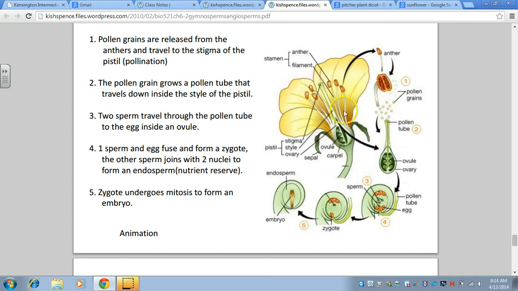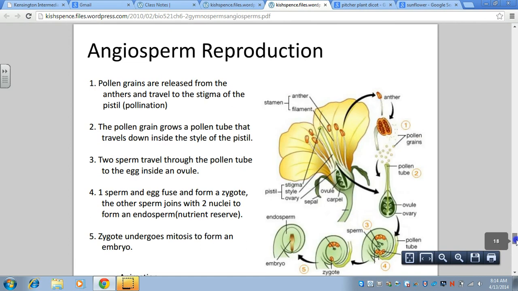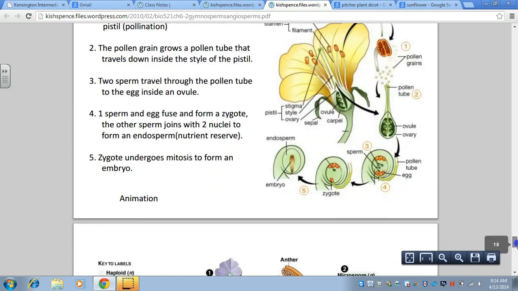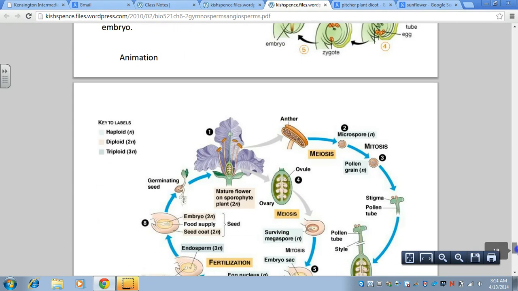So the sporophyte is the whole plant, including the flower. The gametophytes are really tiny. So the male gametophyte is found inside of the anther, inside of the pollen grains. The female gametophyte is inside of the ovule. So they're really tiny compared to the sporophyte generation. So that's about it. There's a really good animation. I'm not going to show it to you through here, but I will link it from the website and Edmodo. Please watch it because it'll be helpful to you.